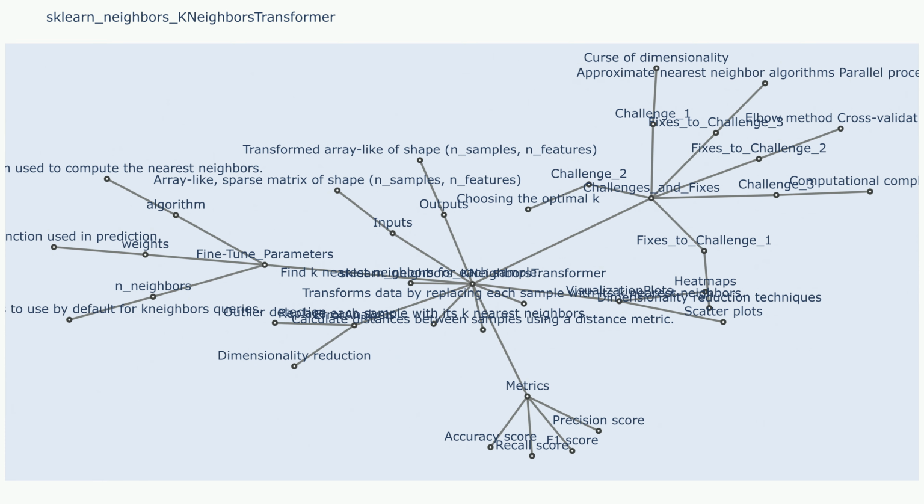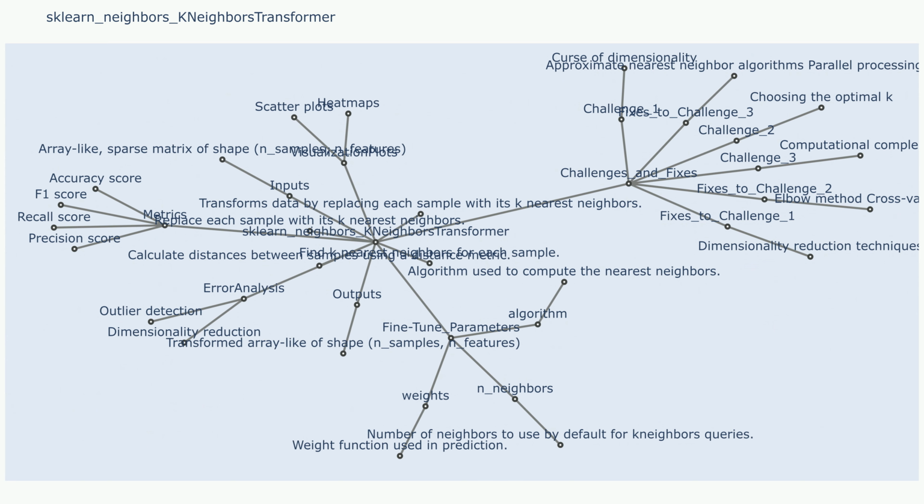Challenge 2: data imbalance. If the data is imbalanced, the nearest neighbors of data points in the minority class may be dominated by points from the majority class, leading to biased transformations. Sample use case: using KNeighborsTransformer on data with a large class imbalance might lead to overfitting to the majority class and poor performance on the minority class.